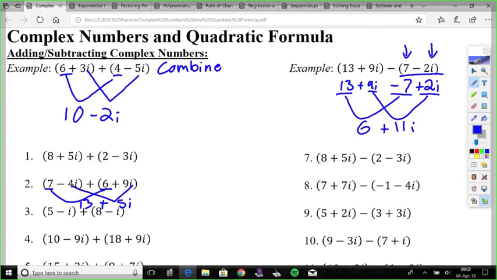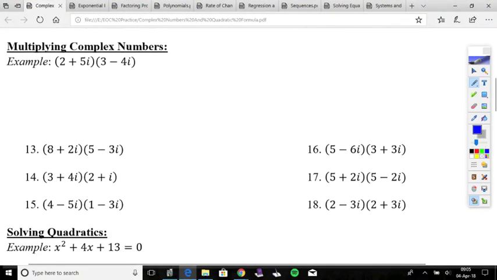All right, subtracting. Look at something like, I guess number 9 maybe. So we're subtracting 3 and 3i. So think of this as minus 3 and think of this as minus 3i. Remember, change the signs on both of those. Okay, so 5 plus 2i minus 3 minus 3i. So 5 minus 3 would be 2. And then 2i minus 3i would be negative i. So 2 minus i. All right, so let's skip ahead a little bit to multiplying.